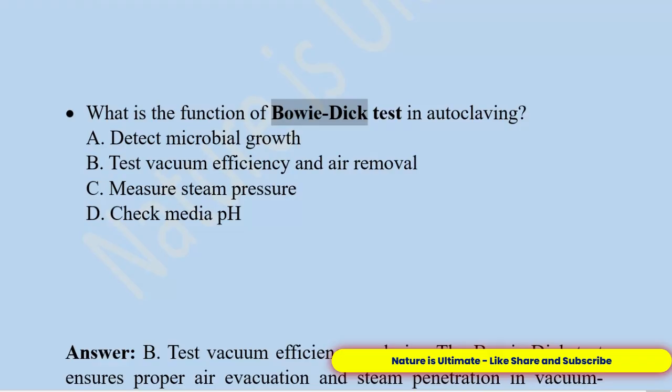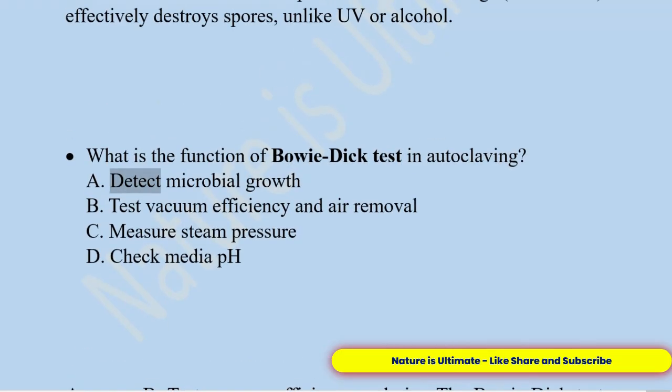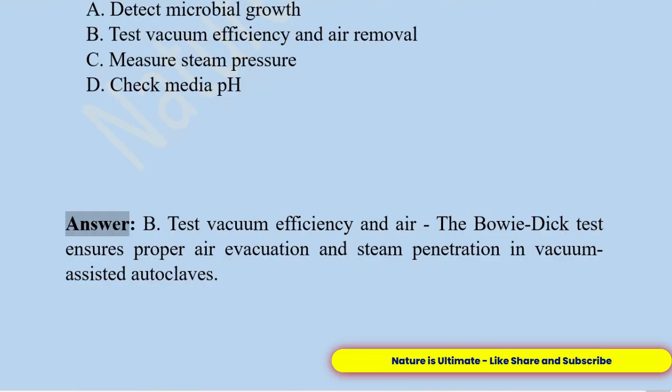What is the function of Bowie-Dick test in autoclaving? A. Detect microbial growth. B. Test vacuum efficiency and air removal. C. Measure steam pressure. D. Check media pH. Answer: B. Test vacuum efficiency and air removal. The Bowie-Dick test ensures proper air evacuation and steam penetration in vacuum-assisted autoclaves.